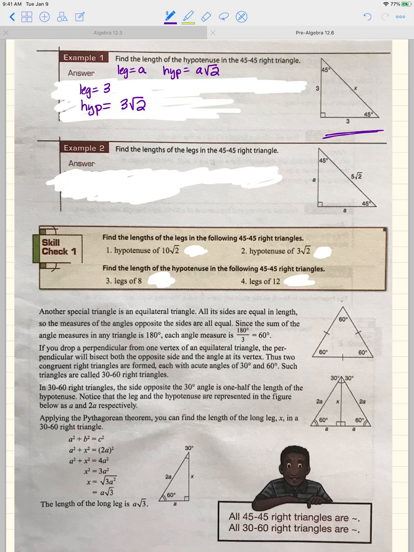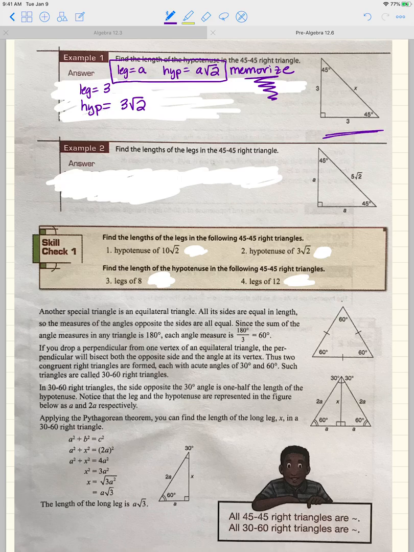I didn't have to do 3 squared plus 3 squared is equal to C squared and go through that whole thing. You would get to 3 root 2 if you did that. That is what you would end up with. But we can just use this really nice simple rule that we can memorize to solve for the lengths of either the legs or the hypotenuse in a 45-45 right triangle.